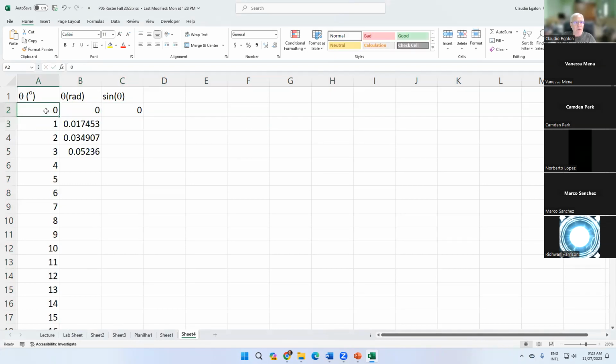For theta equal to 0 degrees, the sine is the same, right? 0 degrees, 0 radian, sine of theta is going to be 0. So that's a perfect equality.